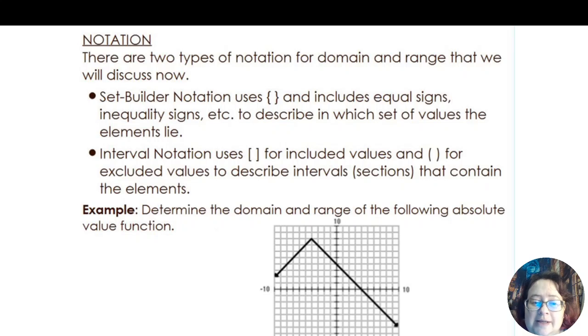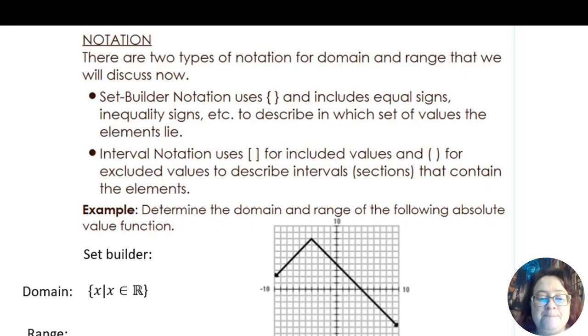So let's look at this example here. We're going to determine the domain and the range of the following absolute value function. Let's look at domain first in set builder notation. This is probably what you're most used to. Our domain is all real numbers, so we write that in our brackets, x such that x is included in all real numbers. That funny looking R is the set of all real numbers, and you can just write that as an R when you write that down.